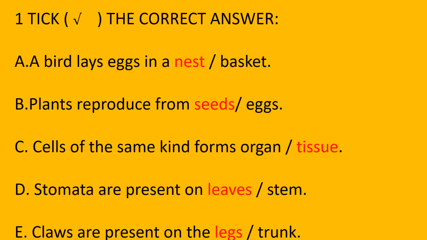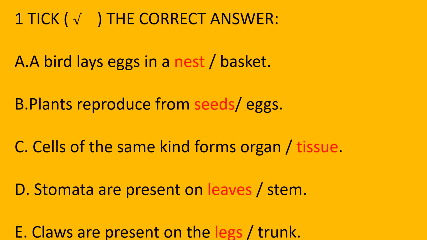First part is Take the correct answer. Children, here a few statements are given with different options. What we need to do is read the statement with the options and see which option is correct as per the statement. The option which is correct, we have to tick mark it.